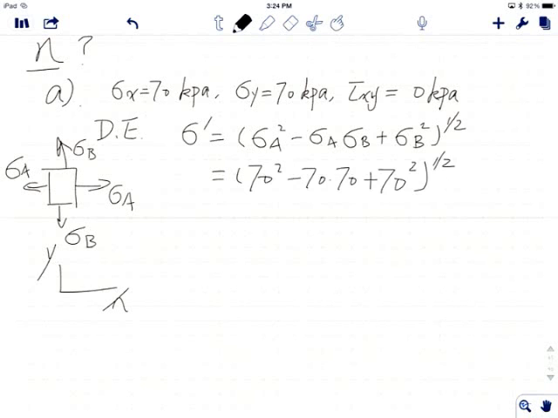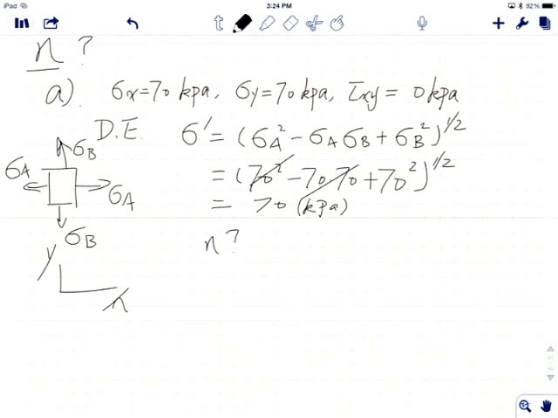Right? Okay, and these cancel out. Square root and a square cancel out. So this is my answer for von Mises stress using distortional energy. Okay? All right. Now, again, I am looking for this, right?